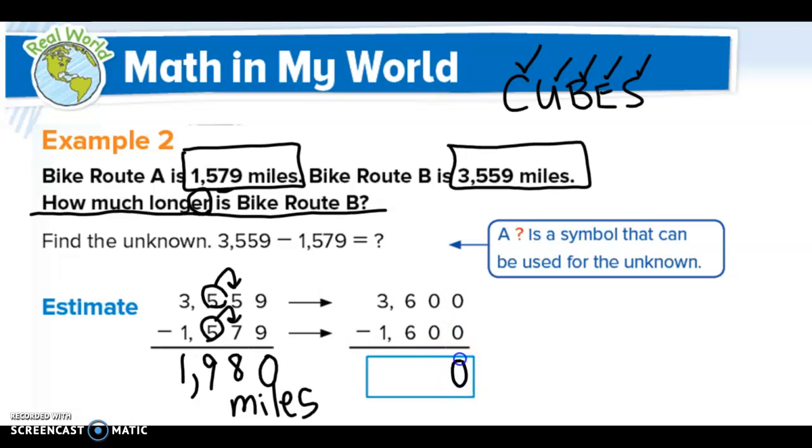0 minus 0 is 0. 0 minus 0 is 0. 6 minus 6 is 0. 3 minus 1 is 2. Now, here's where we get to see. Is our actual answer 1,980 miles? Is that close to 2,000? Well, it actually is, because 80 plus 20 more brings us to 2,000. So that's actually very close. That doesn't promise us that our answer is correct, but it gives us a really good hint that our answer is reasonable, that it could be correct.